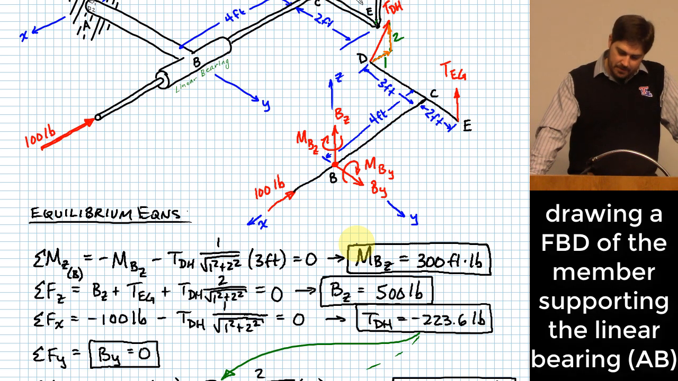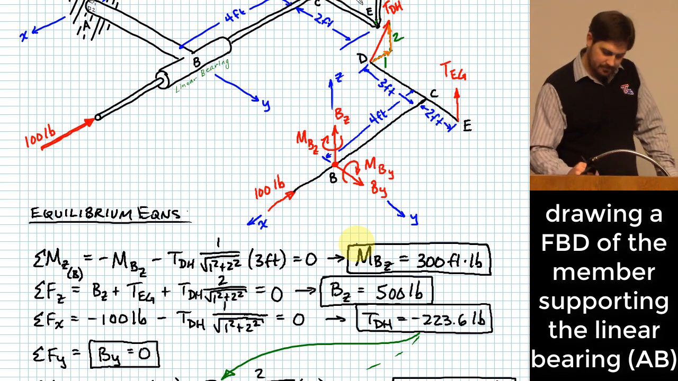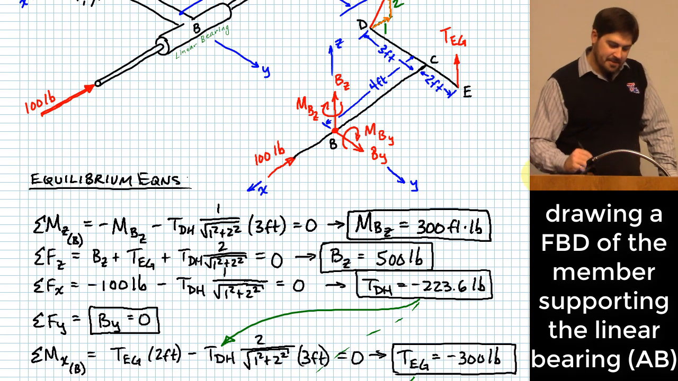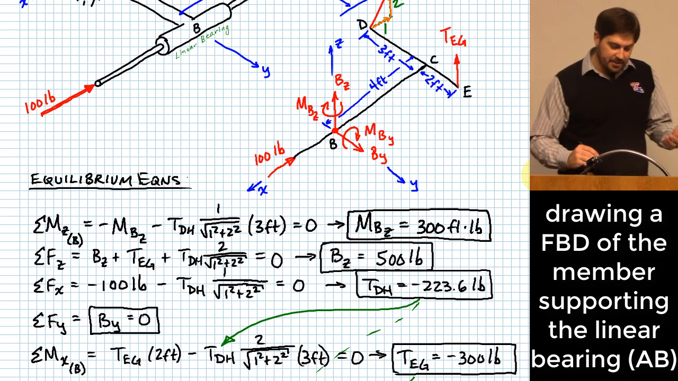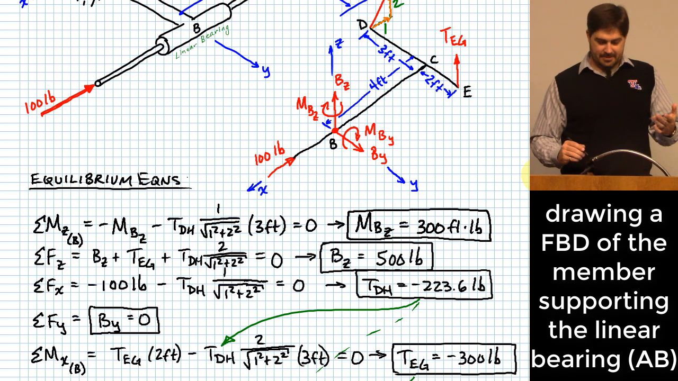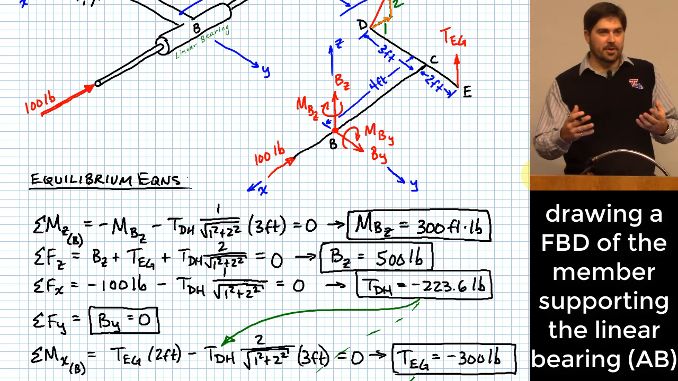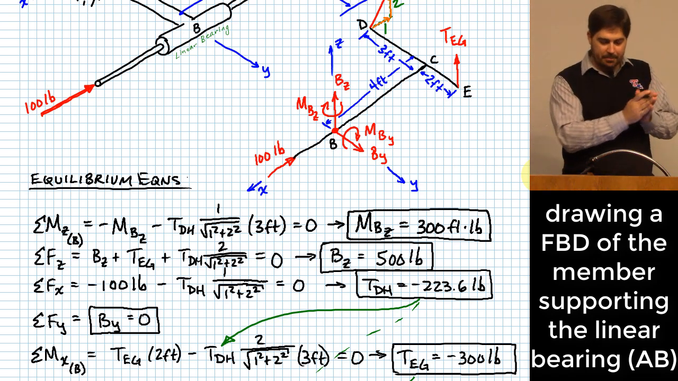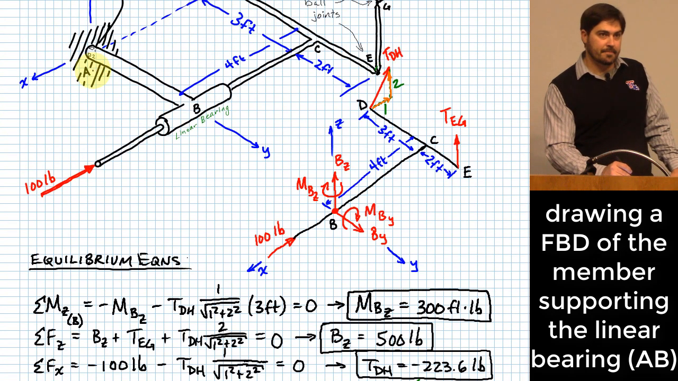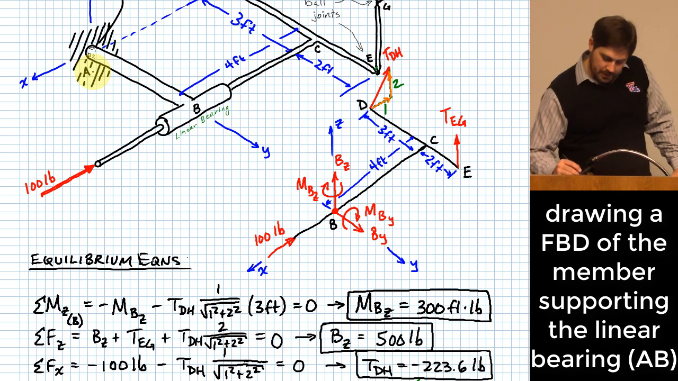All right, so that actually takes care of all of those reactions. How do those help us? Now we know what's going on at the linear bearing, but how does that help us? Not yet. It doesn't help us at all yet, but what it does is it gets us one step closer to figuring out the reactions that are occurring at A, which is important to us.